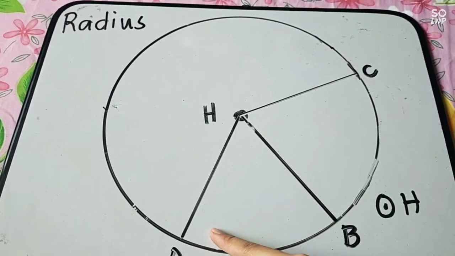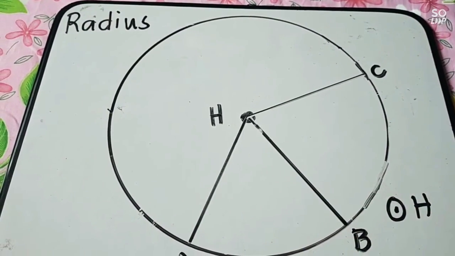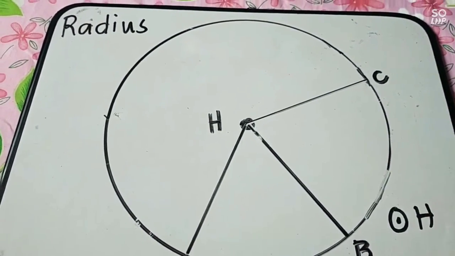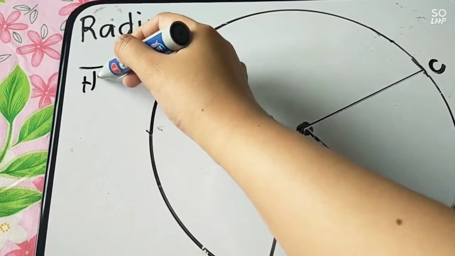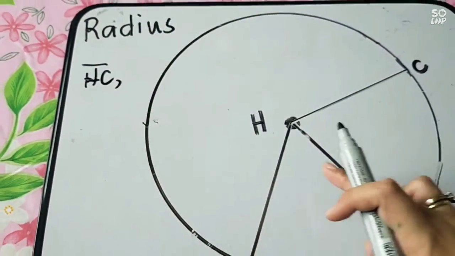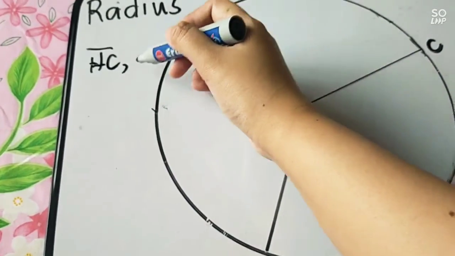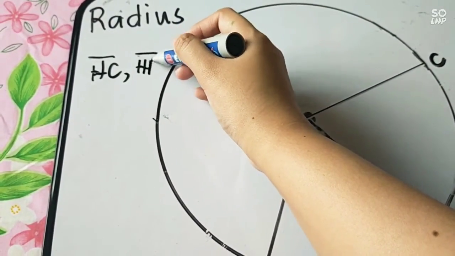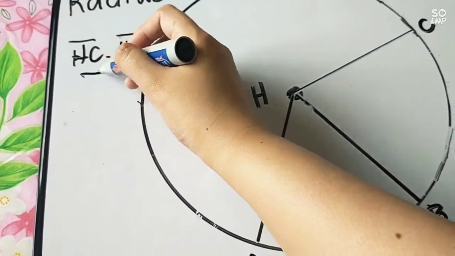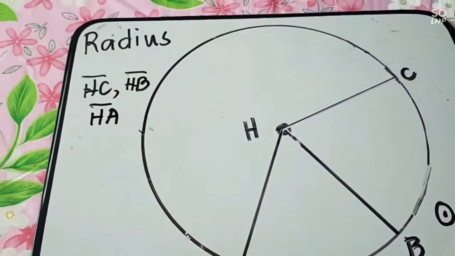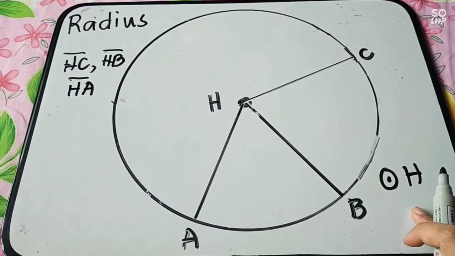So how many radius do you see? Very good. We have 3. What are those? So our radius here is, we have segment HC. This is your radius. Another, we have HB. Line segment HB. Then, the next one, we have here HA. So, those are the radius in this circle H.